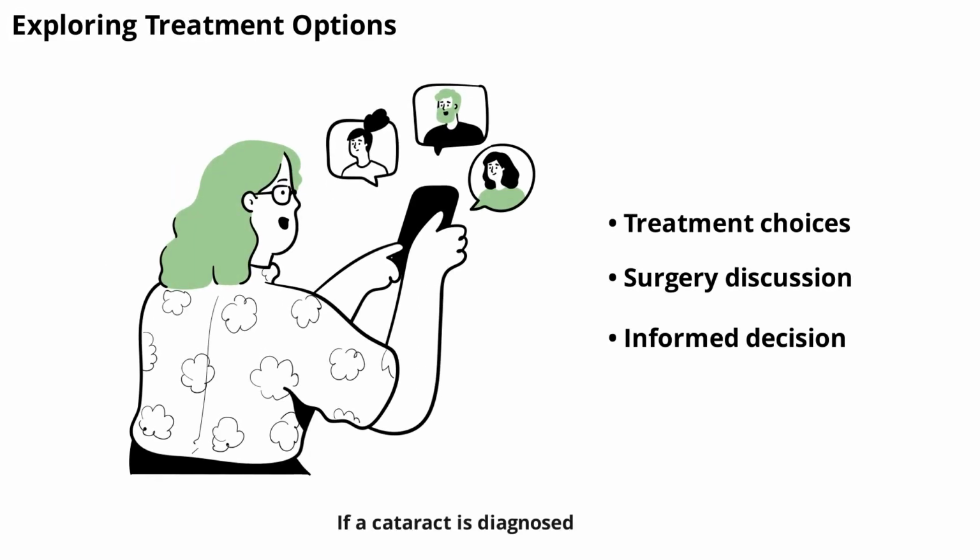If a cataract is diagnosed, the doctor will discuss treatment options with you. Early cataracts may only require stronger glasses or better lighting, while more advanced cases might need surgery. The doctor will explain the benefits and risks of each option, helping you make an informed decision.